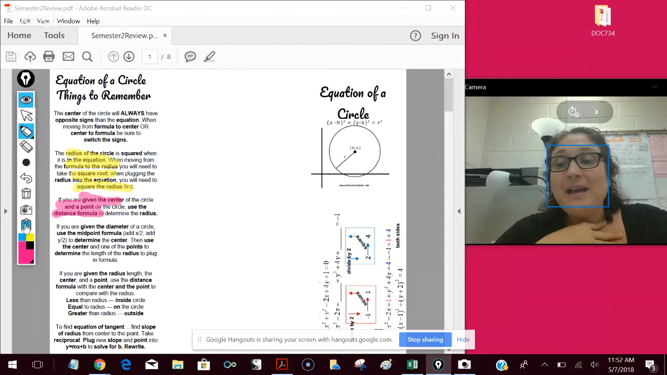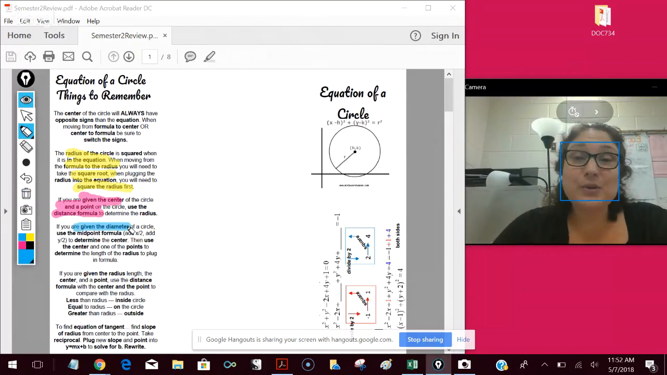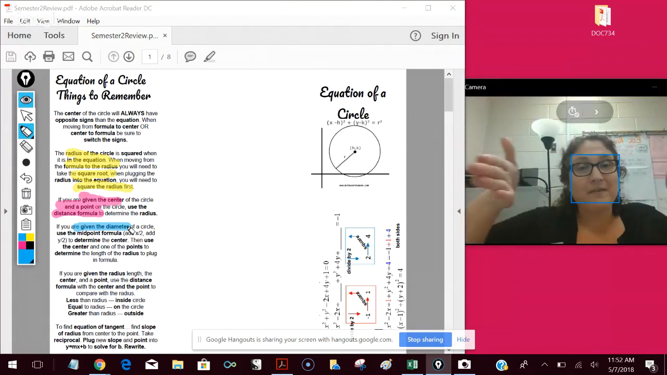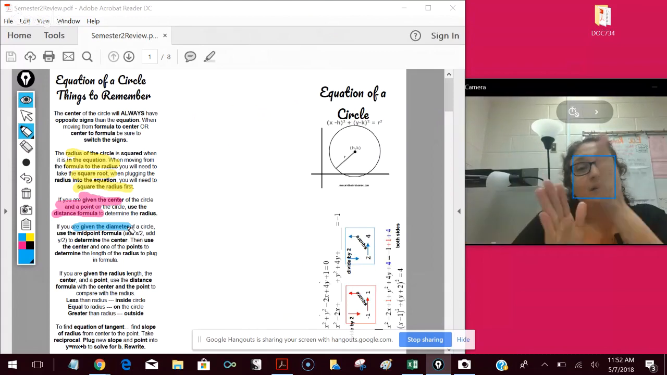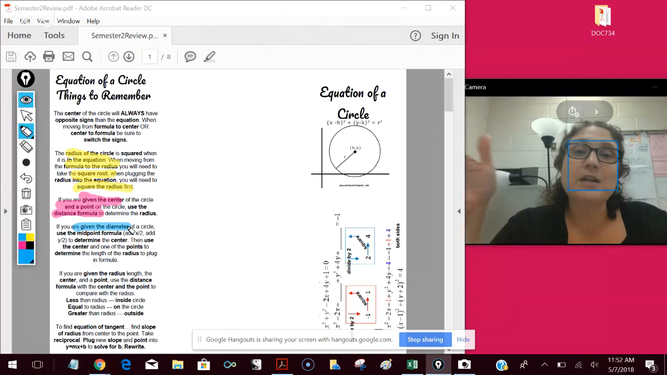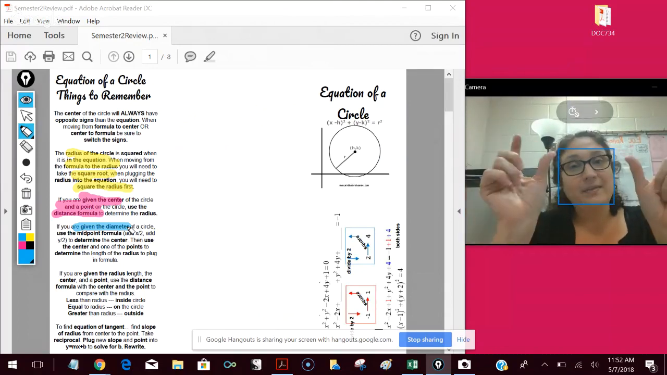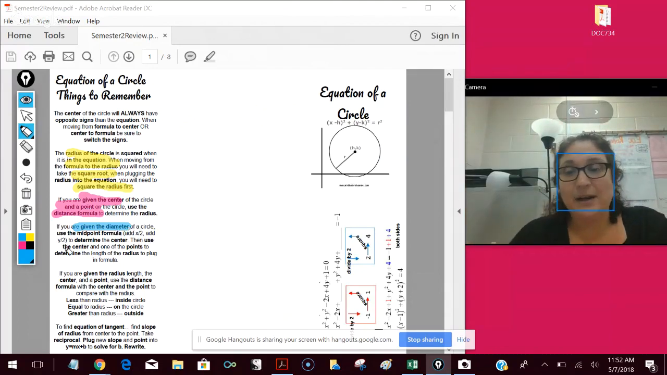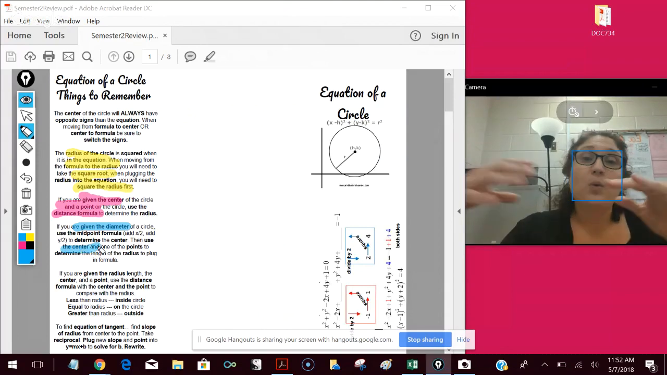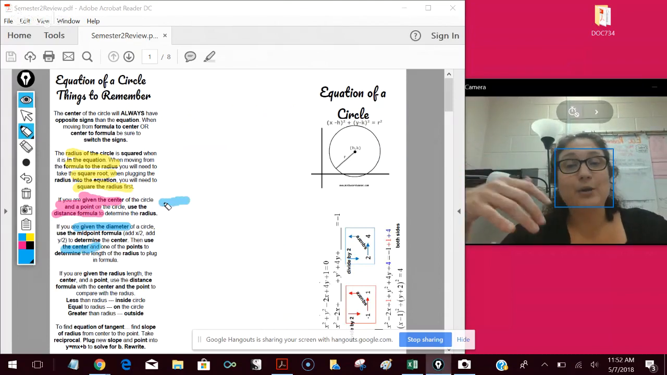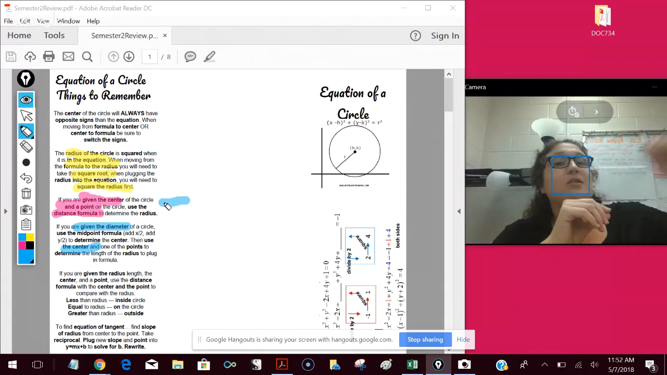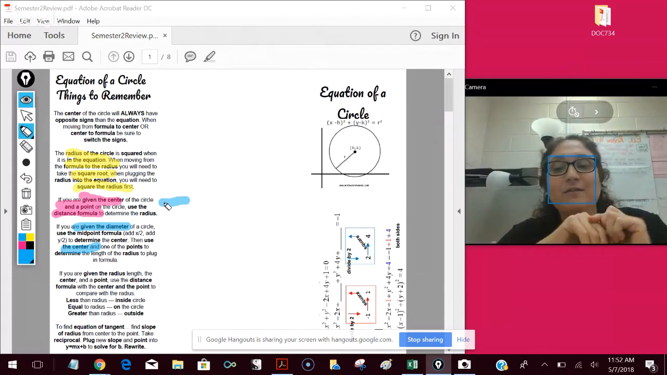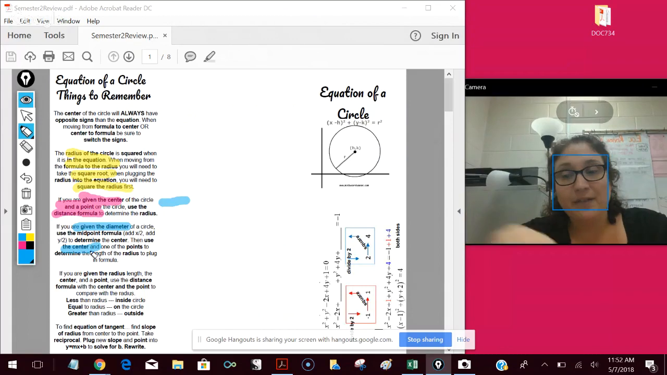If you are given the diameter of the circle, you really can't do anything with it until you get the center. And the way that you get the center is, remember, half of a diameter gives us the radius, and the radius is from the center to the outside point. So you're going to take the diameter and use the midpoint formula. Basically you add the x's divided by 2, add the y's divided by 2, and that's going to give you the center. Once you have the center, you go back up here. Now you have the center and a point. You can use the distance formula again, and that's going to give you the length of the radius. You can plug everything in.